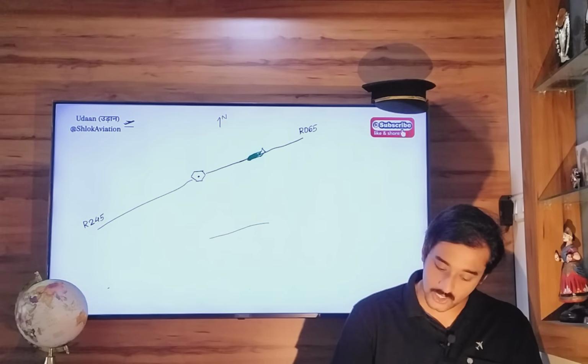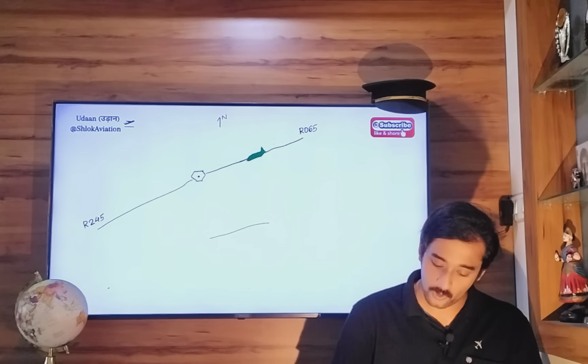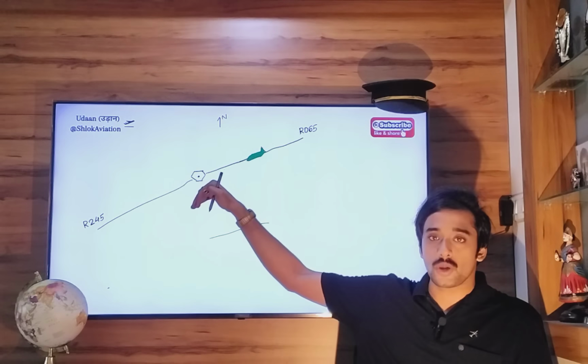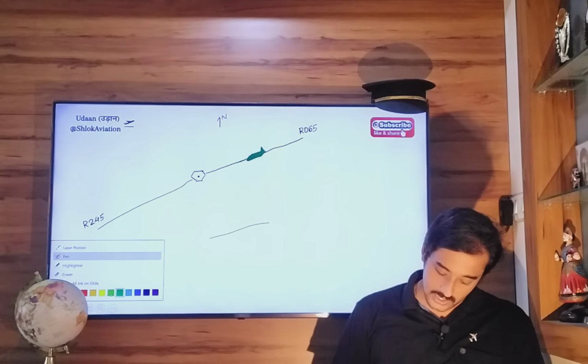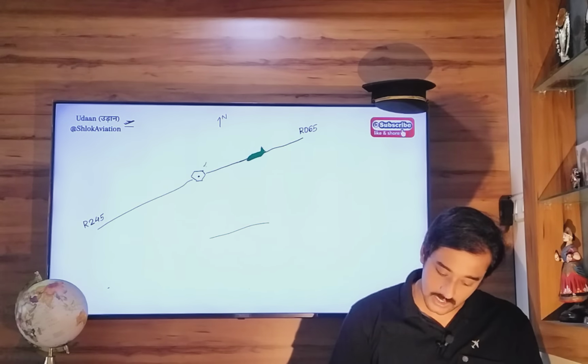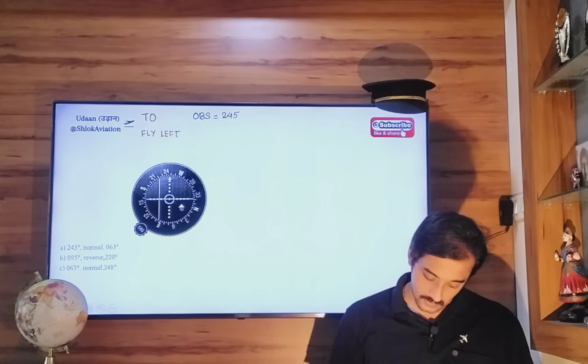When you fly radial 065 inbound, you will actually be flying at a heading of 245 that will take you towards this VOR station. And the distance from this VOR station is 60 nautical miles.